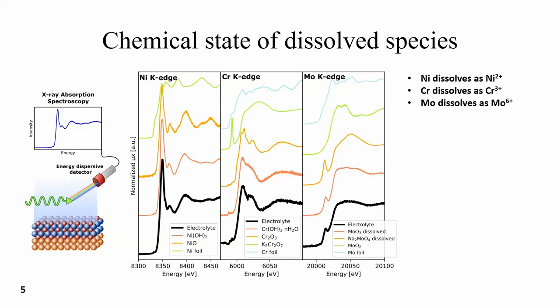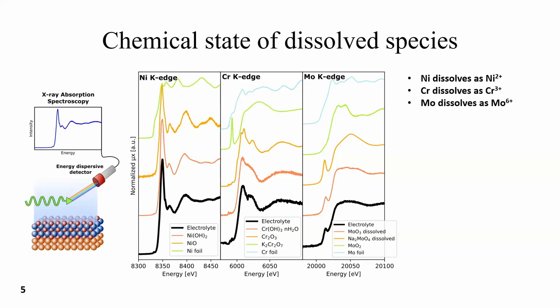So this is the absorption spectra down here for nickel. This is the K edge here. The black lines are the experimental lines. And then what you do is you use references to see what it is. In the case of nickel, we can see that it dissolves as nickel 2+, which is this curve here, as far as I know. So this is the one that mostly corresponds to the experimental one. So that's nickel hydroxide. The chromium dissolves as chromium 3+.